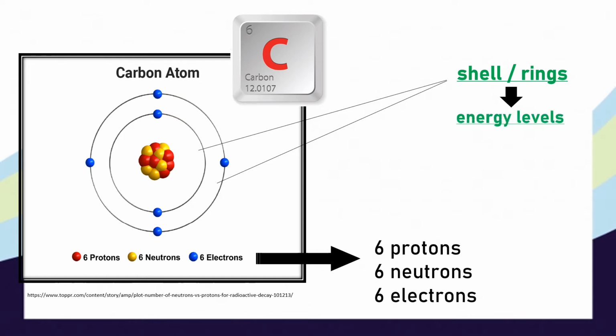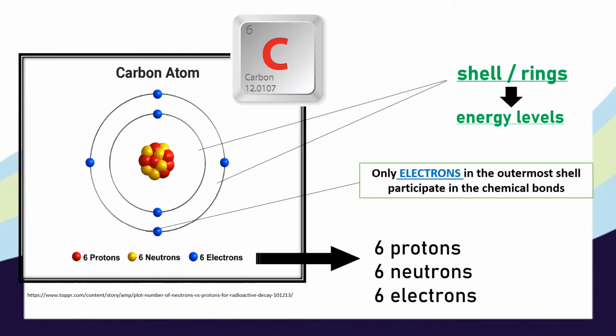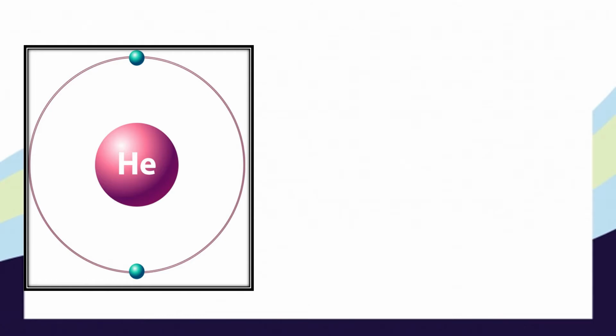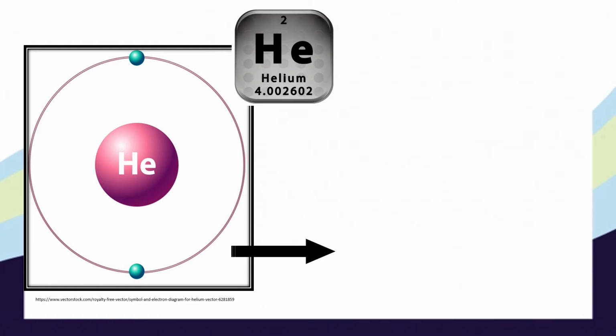Each shell represents a different energy level, and it can only hold a certain maximum number of electrons. In a chemical reaction between atoms, only the electrons in the outermost shell can participate in the resulting chemical bond. In atoms with only one energy level or shell, 2 electrons are required for stability. If we look at helium, we can say that it has 2 protons, 2 neutrons, and 2 electrons.